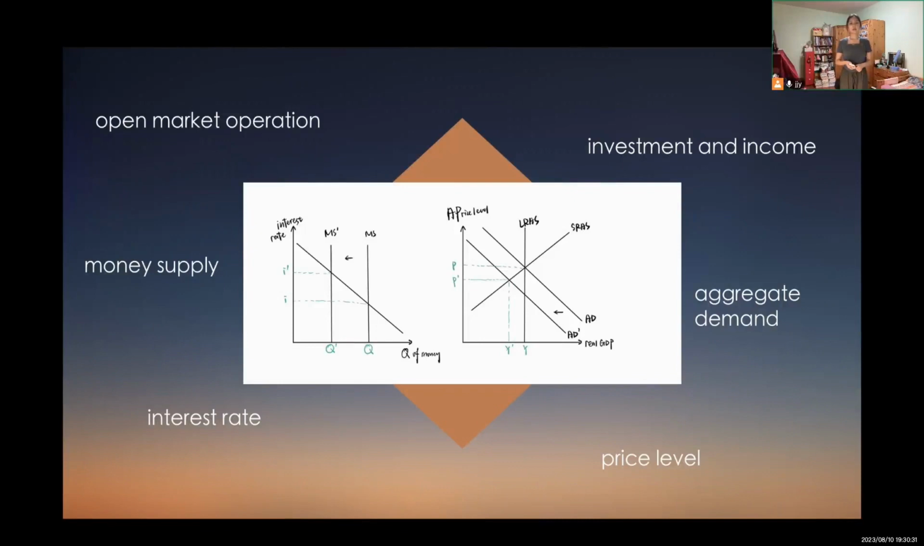If we want to avoid these negative effects, the government can also try to use other methods to improve the situation of inflation.